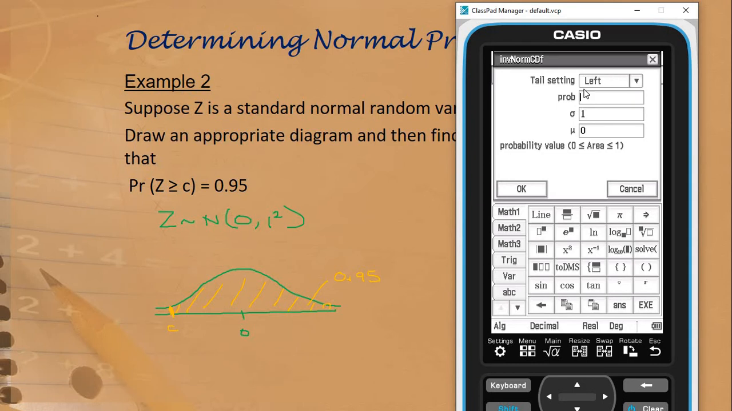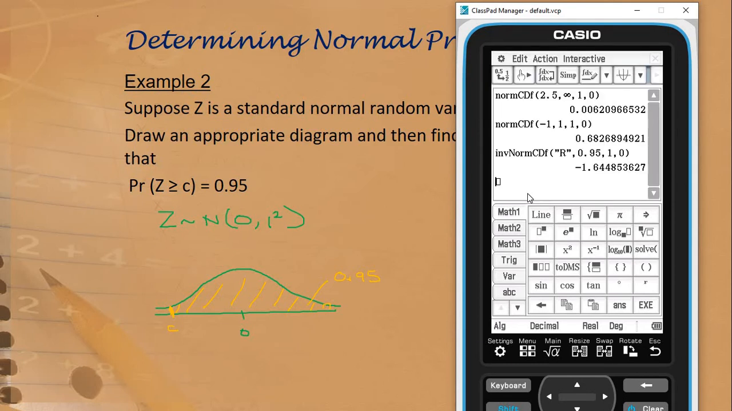Tail setting left or right, this is asking us, when I've shaded it, have I shaded the tail all the way to the right, or have I shaded the tail all the way to the left? I've shaded it all the way to the right, so my tail setting is right. The probability is 0.95. Standard deviation of 1, mean of 0. We press OK, and we get an answer of -1.6449 if we round that up. This is the value of c.